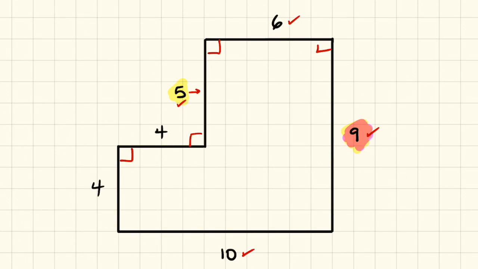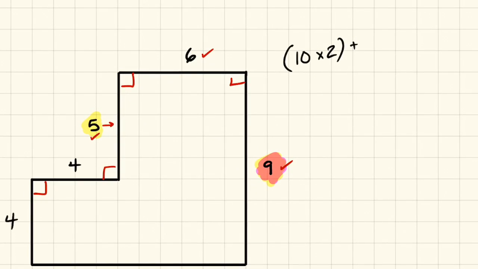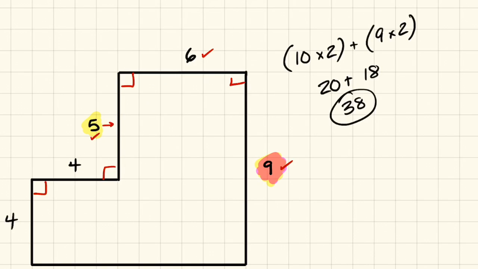So now I could take a perimeter standpoint and add them all up. I know the bottom and top are 10 and 10, so I could go 10 times 2 to get my top and bottom, plus 9 times 2. And so my perimeter would be 20 plus 18, and 38 would be my perimeter. 38 units. Okay? So that's the way I can look at solving for these missing pieces of information to find perimeter.